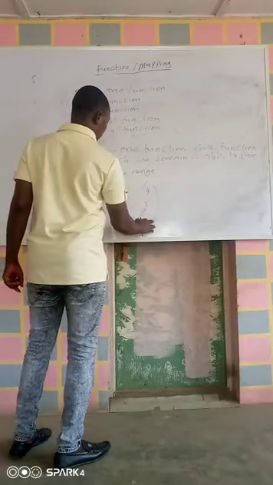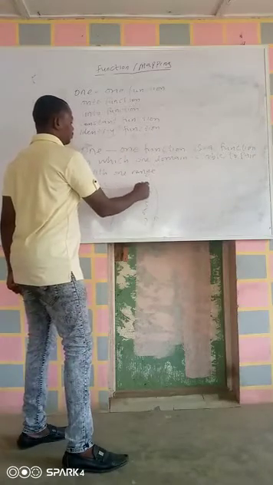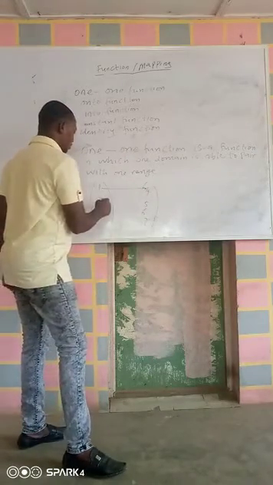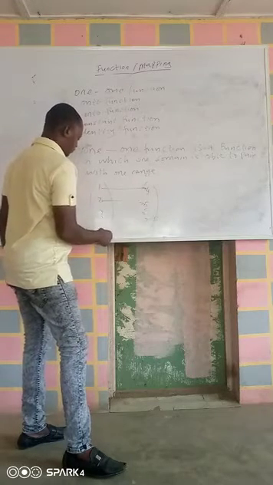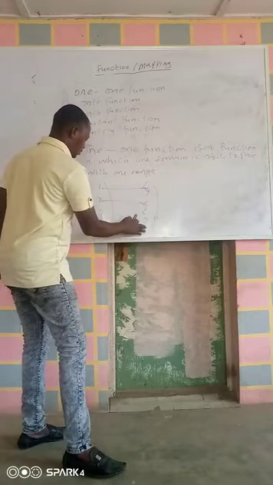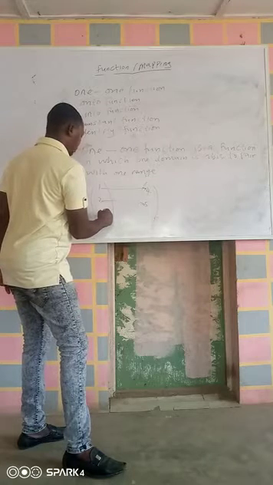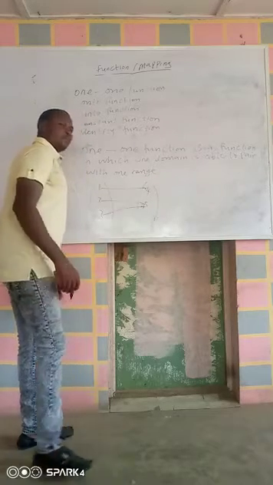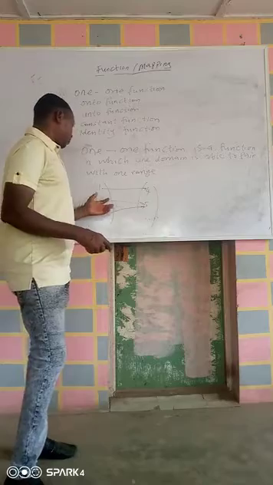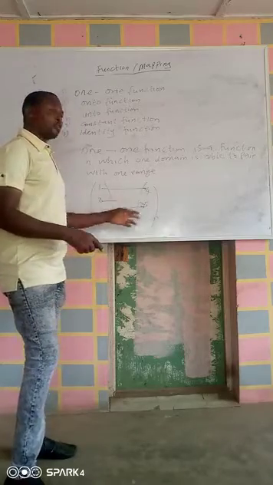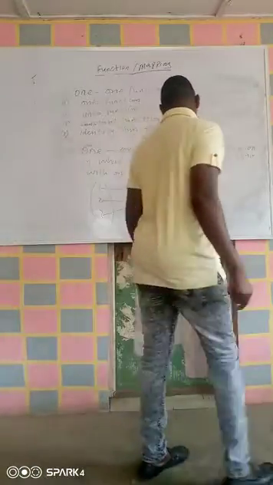Look at this now. 1 is able to produce 4. 2 produces 5. And look, 3 also produces 5. So you can see that this is not one-to-one. 2 is able to produce 5, and 3 is able to produce 5. You can see the difference between them.